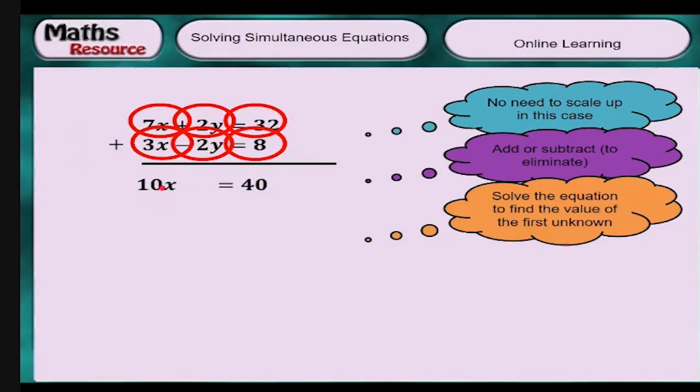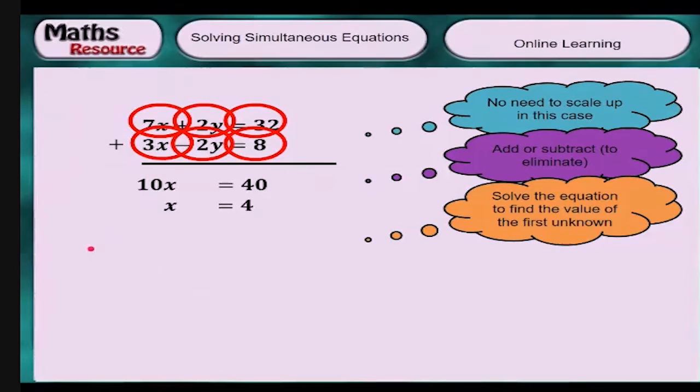If you feel more happy with saying, well, it's a times by 10, I'm going to move it over to this side, it's going to be a divide by 10. It's up to you how you do that. I don't mind. I just find it easier this way by dividing by 10, dividing by 10. So I now have x equals 4. Whichever way you do it, you still get the same answer.